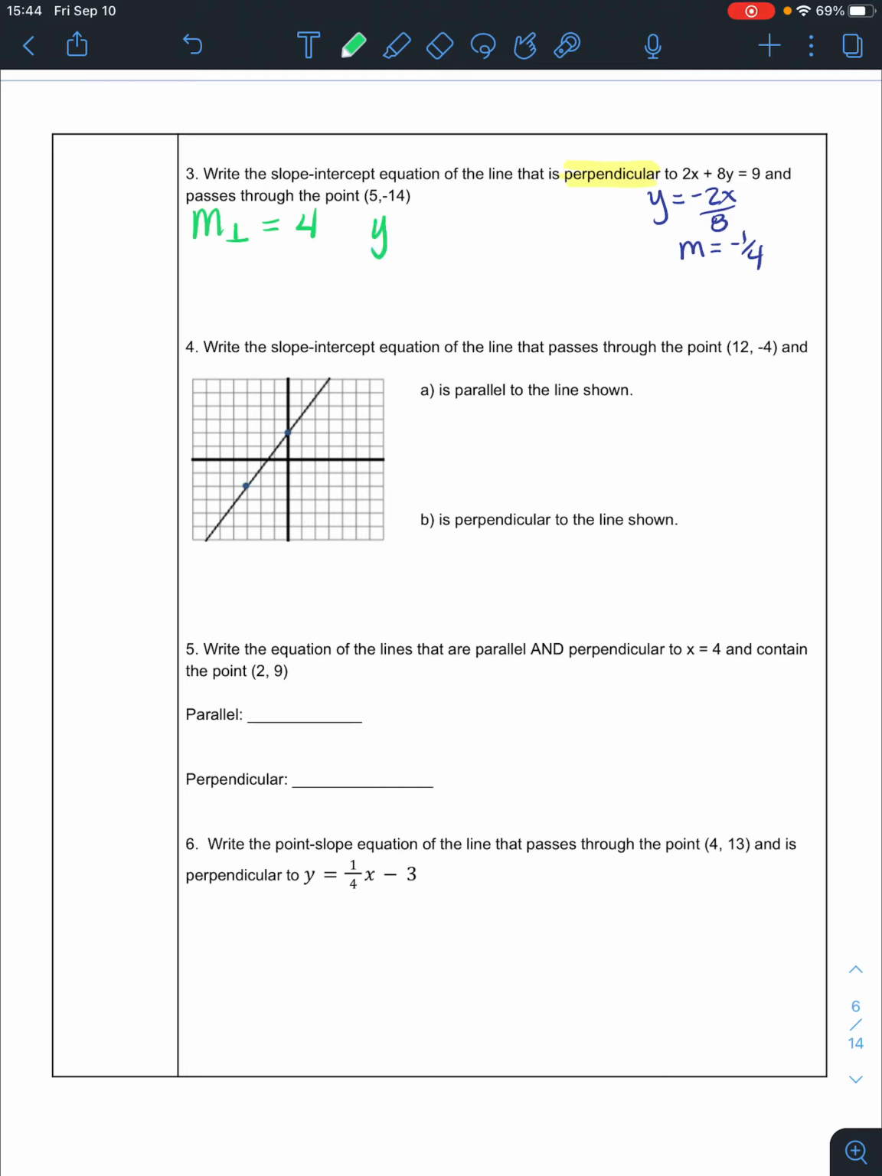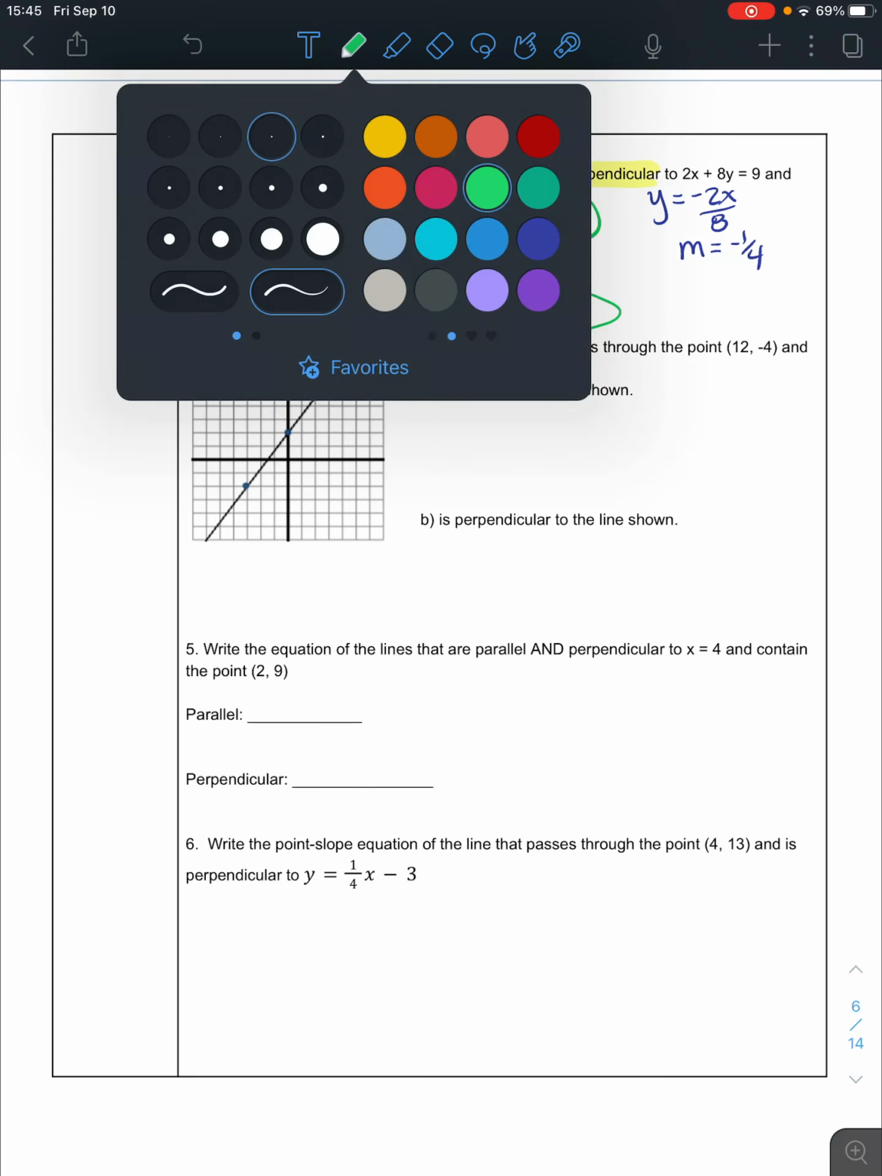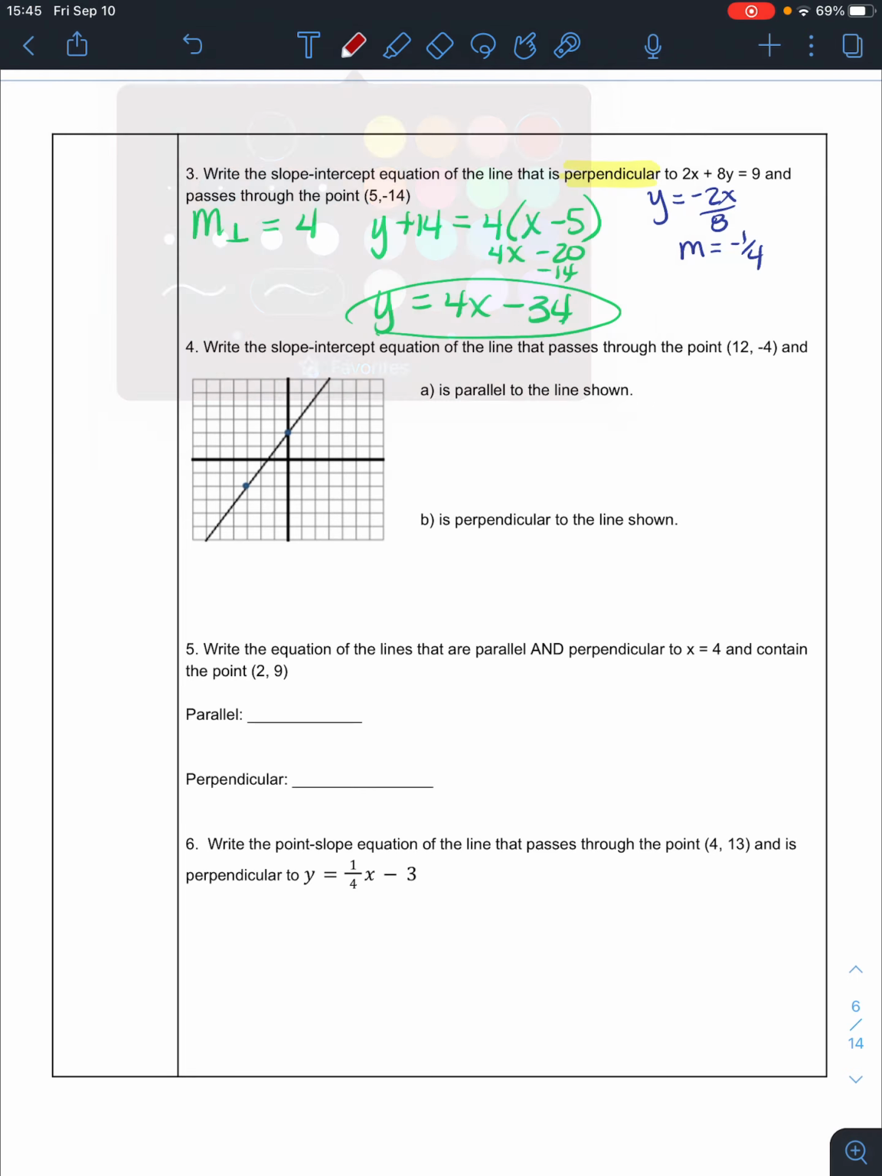So we just plug everything in. y minus a -14 is equal to the slope times x minus 5. So we know that's going to give us 4x minus 20. I'm going to subtract 14 from both sides, and that gives me y is equal to 4x minus 34. So again, the only thing that's new today is finding out how to get the slope of the line.